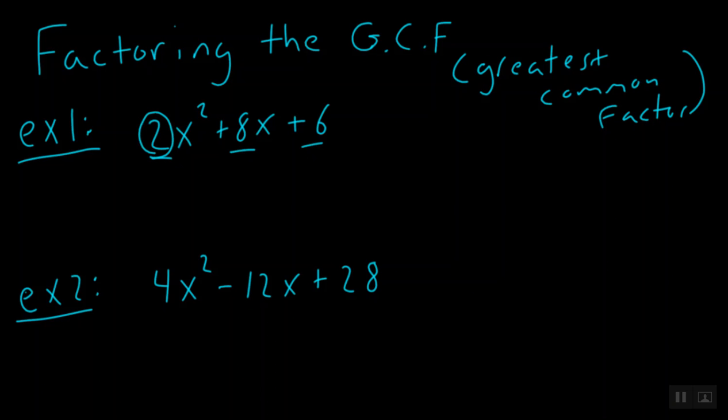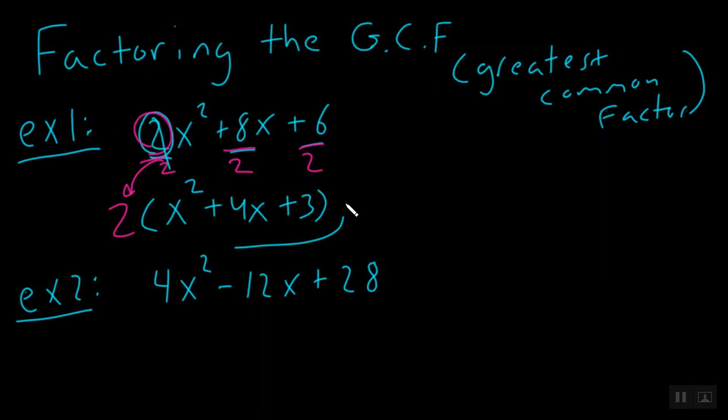In fact, let me use a different color here. So what are we going to do? We're going to factor out 2, and essentially we're saying, hey, what is 2 divided by 2? What is 8 divided by 2? What is 6 divided by 2? What are my leftovers going to be? Well, 2 divided by 2 is 1, so we're left with 1x squared. 8 divided by 2 is 4x, and 6 divided by 2 is 3, and so check it out.